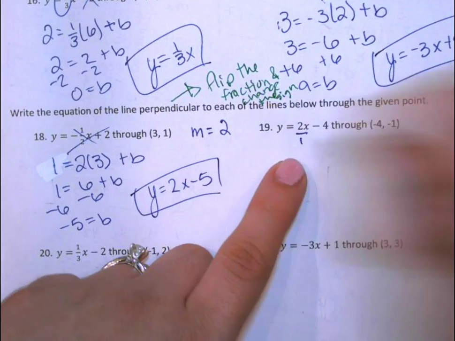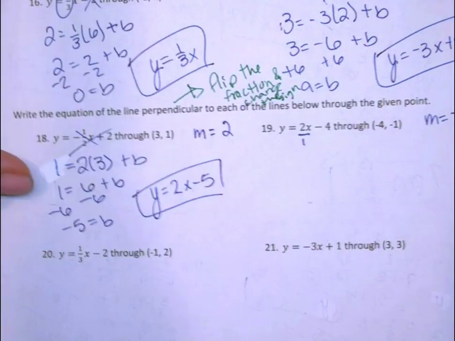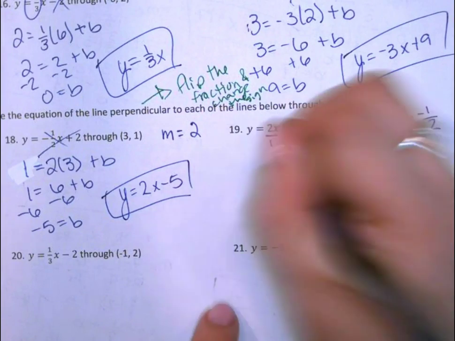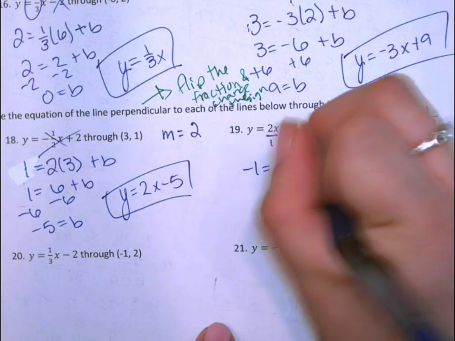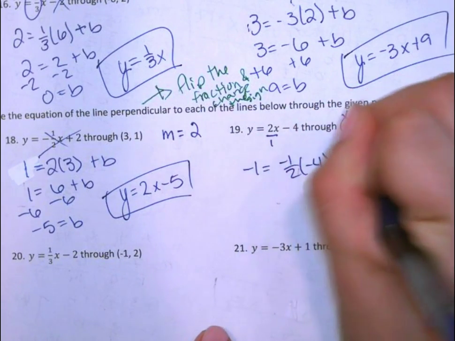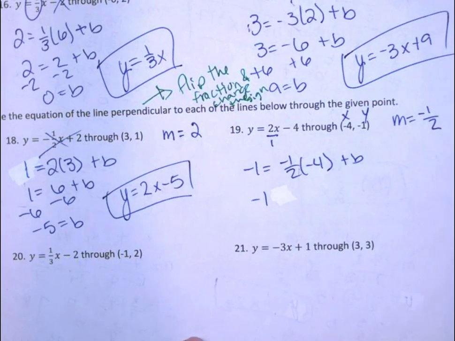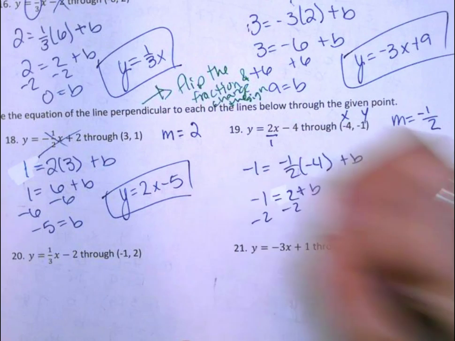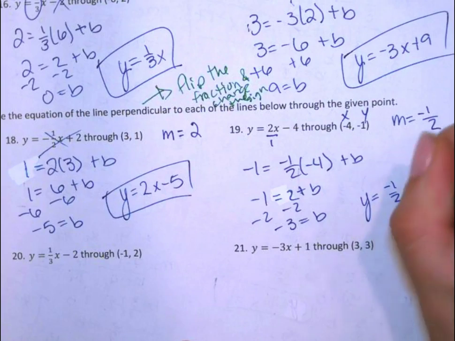This one, I'm going to put it over 1 to flip. So I get m equals negative 1/2 because I have to change the sign and flip the fraction. So then this is x and y. I get negative 1 equals negative 1/2 times negative 4 plus b. Negative 1/2 times negative 4 turns into positive 2. And I subtract 2 on both sides. I get negative 3 equals b. So y equals negative 1/2 x minus 3.